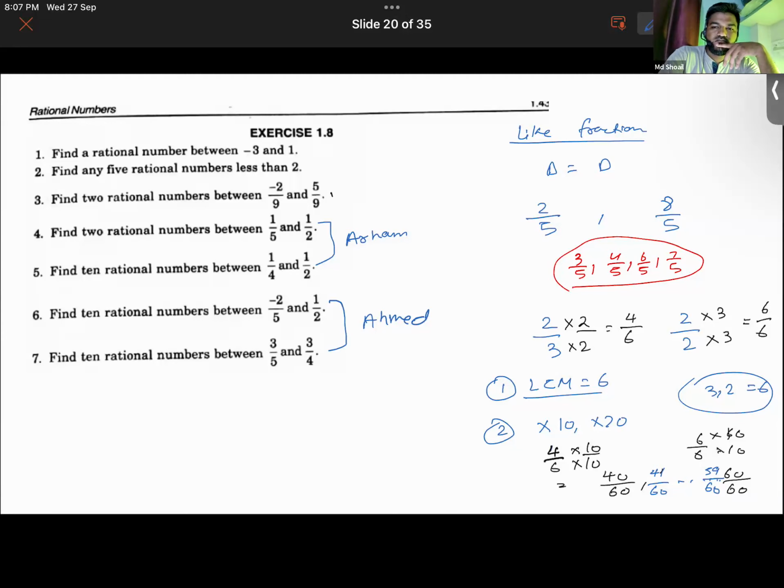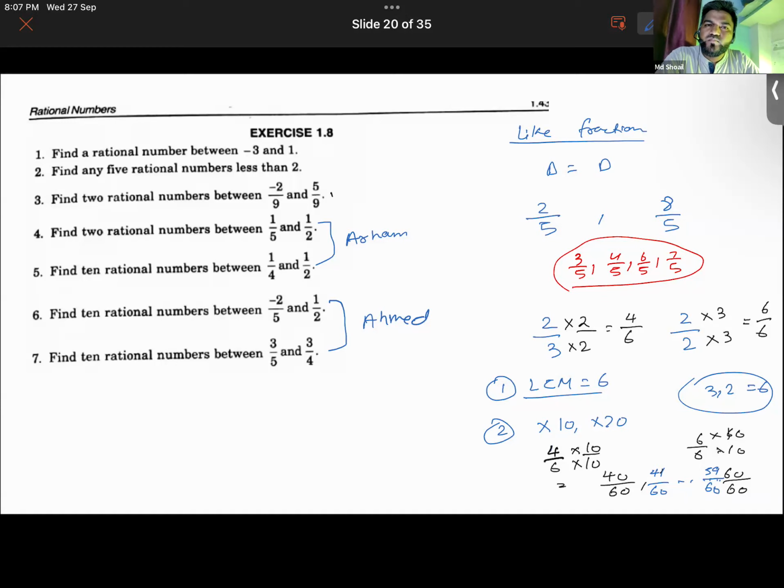And sir, I have found the sixth one. The sixth one, okay. What is the answer? So it's minus 7 upon 20.